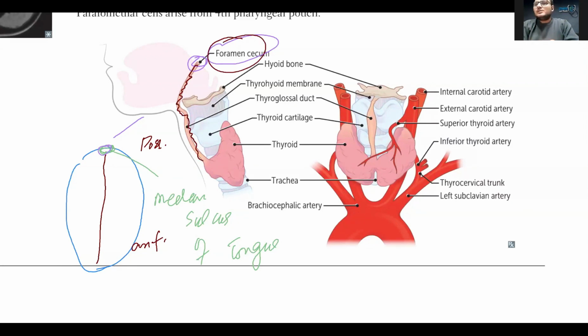If it does not disappear, it leads to a thyroglossal duct cyst or some midline remnant, which is the pyramidal lobe of the thyroid. Pyramidal lobe of the thyroid. So two complications can happen. Either it makes a cyst here, or it can also produce some extra thyroid here. This is the pyramidal lobe of the thyroid. Okay, next.